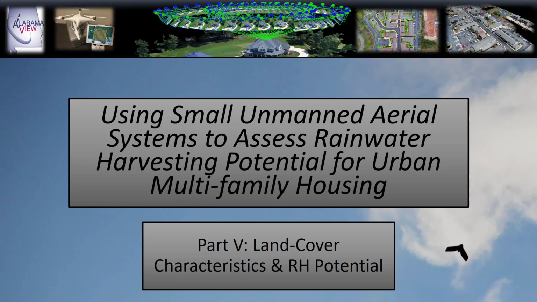Now that we have finished processing our UAS images into a high-resolution orthomosaic, we can characterize the land cover into pervious and impervious classes and quantify the site's rainwater harvesting potential.